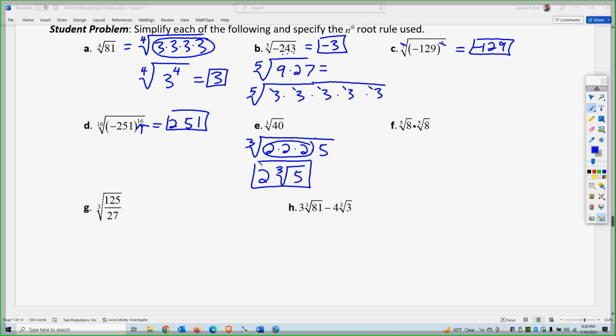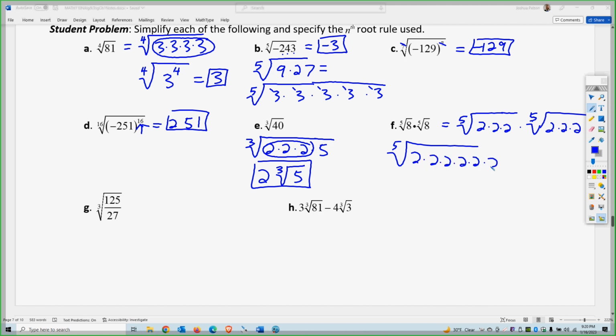Okay, next one is the fifth root of 2, 2, 2 twice. Neither one of them has enough 2's, but I can use the product rule to combine them since they're the same radical of fifth root. Let me fix that up a little bit here. And I can get the fifth root of 6 of these. 1, 2, 3, 4, 5, 6 of them. I can take 5 of them in a group, and I can get 2 fifth roots of 2.